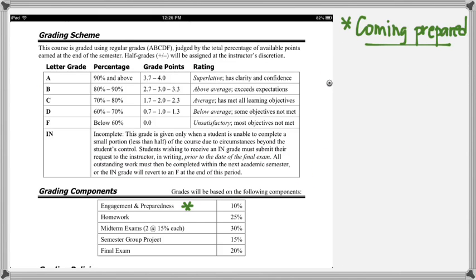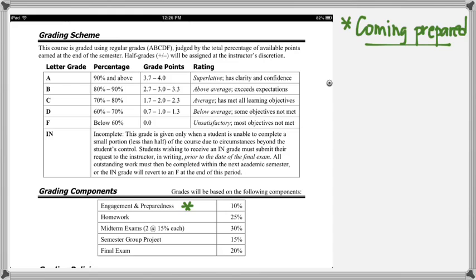Of the components that you'll be graded on this semester, the one that I think requires the most explanation is that first component called engagement and preparedness, which makes up 10% of your grade. Essentially, I believe in running a very active classroom. So most of the time that we spend together in class, you'll be spent engaged with me and engaged with your fellow classmates to help understand the material and to solve problems in linear algebra.